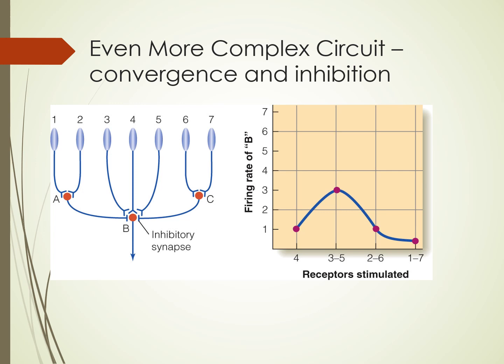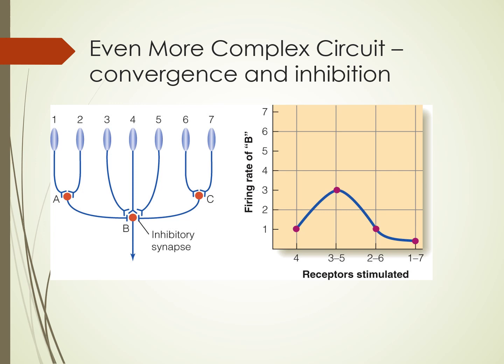I'm a dot of light hitting receptor 4, and you can see the excitatory little Y. Now the inhibitory ones, those single lines that go across, are inhibitory synapses. So I'm a dot of light hitting receptor 4. It has an excitatory influence on B, at a rate of 1. B is firing at a rate of 1.